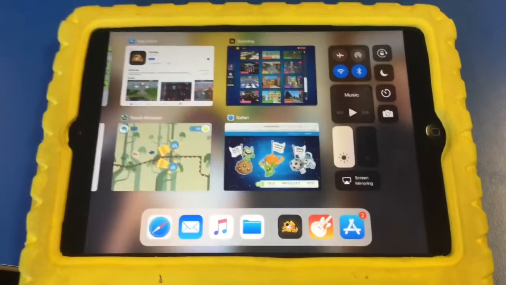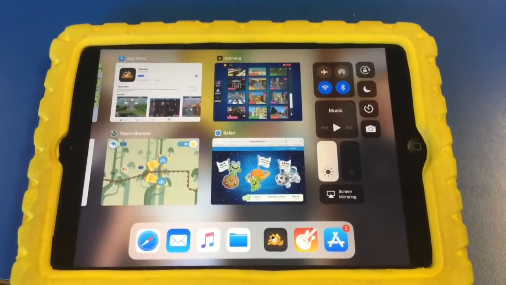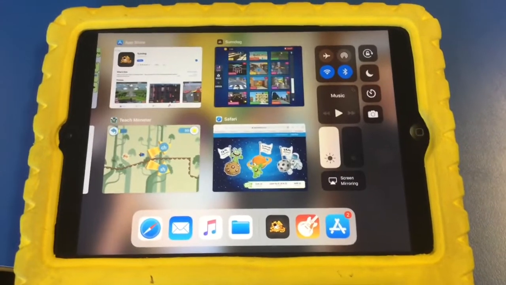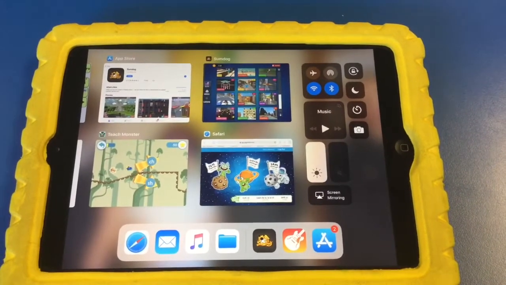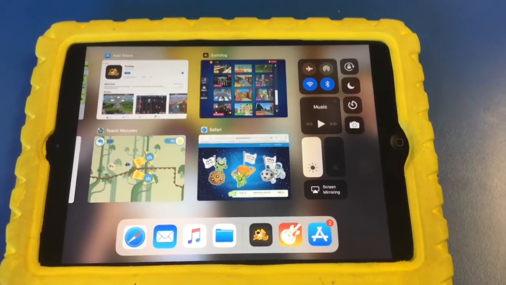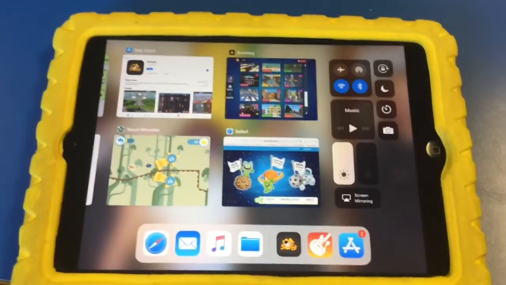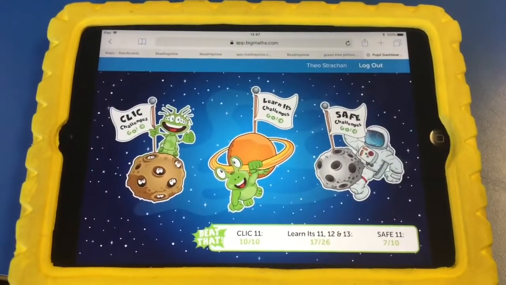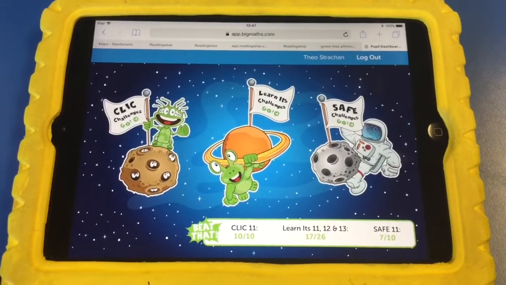More often in our learning, we are encouraging the pupils to use technology to support their work. Some things that pupils may talk about using for their maths are Big Maths and SumDog. Big Maths is a tool that we use for assessing pupils' level of work.